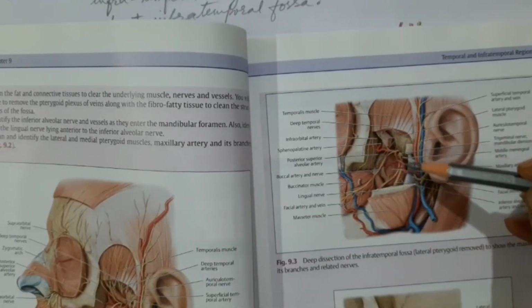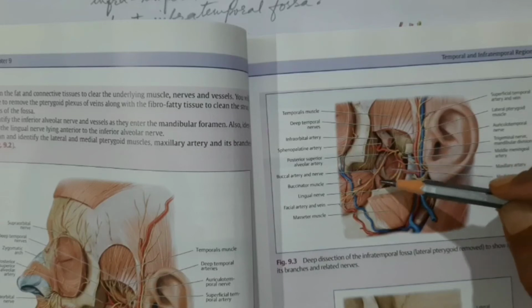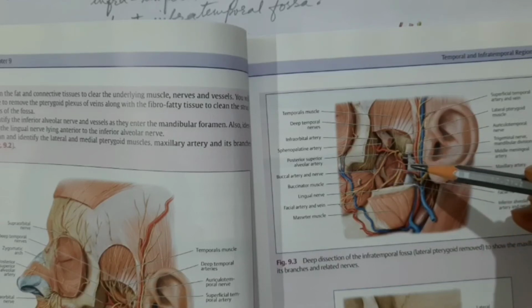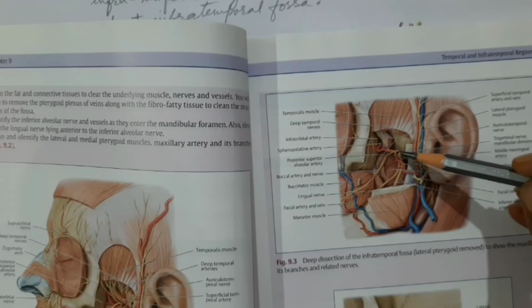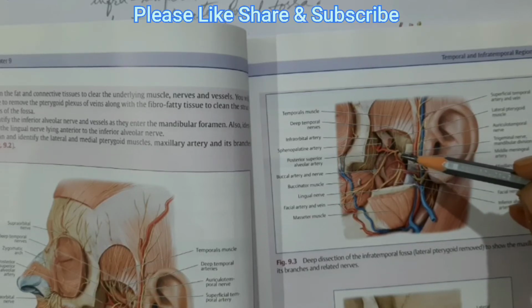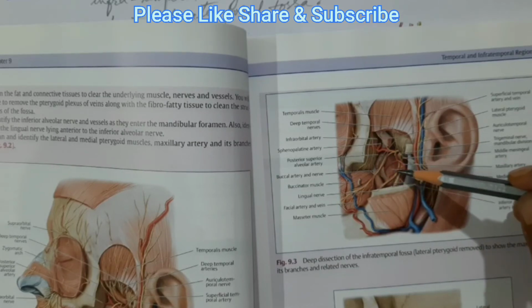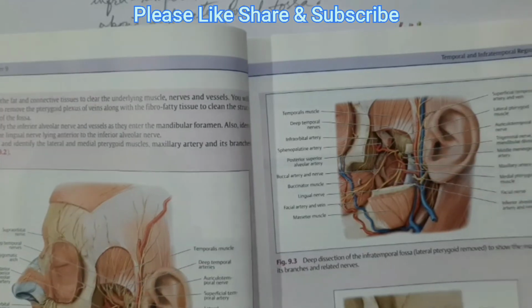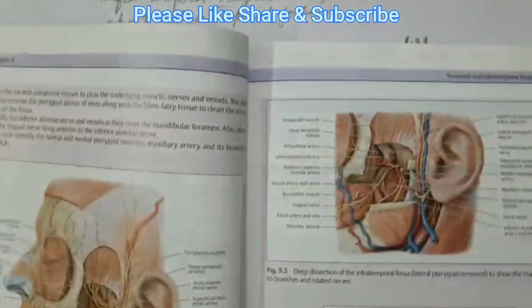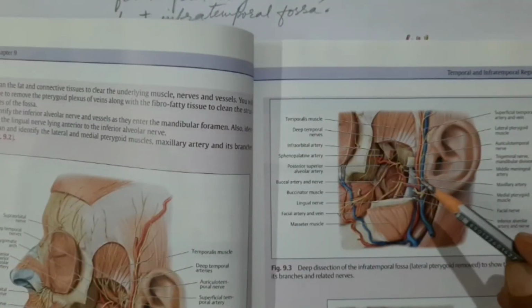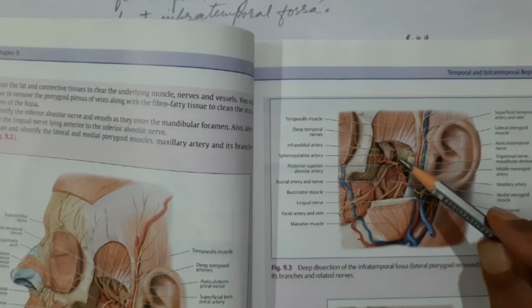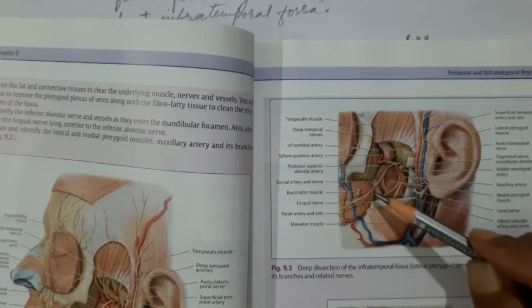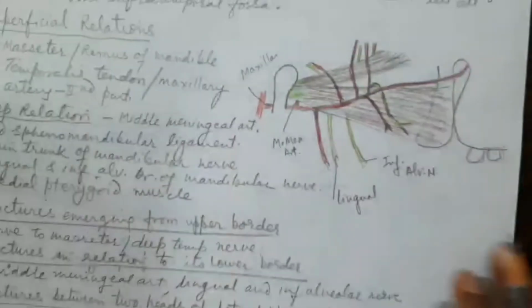Now, deep to it, these two heads of the medial pterygoid are important. Then we learn that the trunk of the mandibular nerve will be there. Then this is the anterior division, and this is the posterior division, which will divide into the lingual and the inferior alveolar nerve, which will lie deep to it. So these are the major deep relations of the lateral pterygoid muscle.